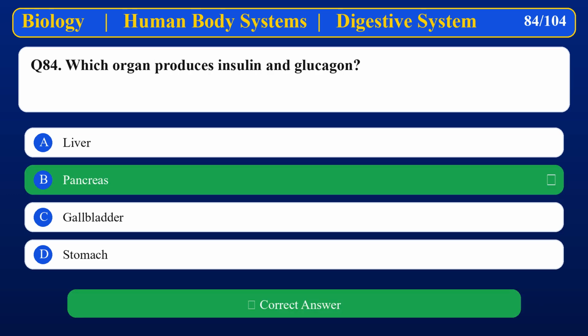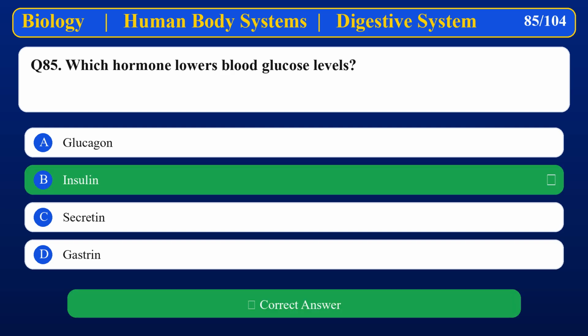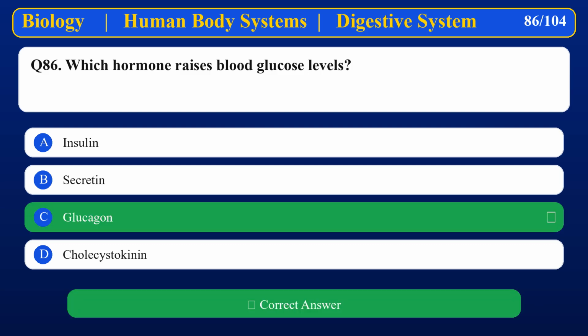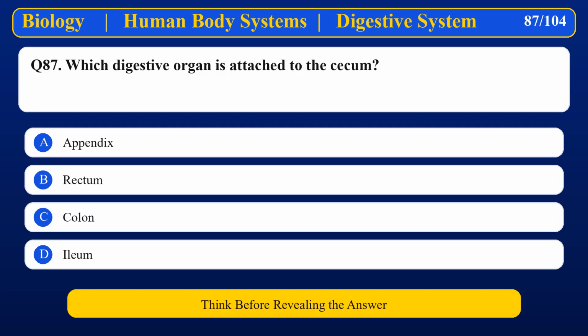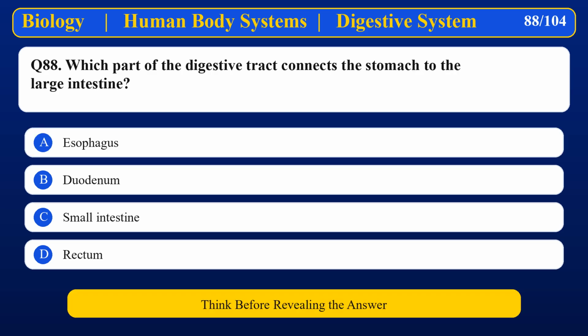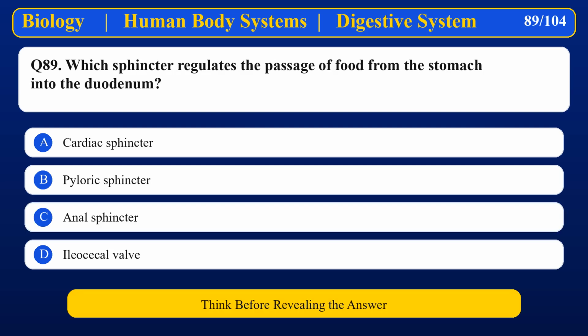Which organ produces insulin and glucagon? Pancreas. Which hormone lowers blood glucose levels? Insulin. Which hormone raises blood glucose levels? Glucagon. Which digestive organ is attached to the cecum? Appendix. Which part of the digestive tract connects the stomach to the large intestine? Small intestine.